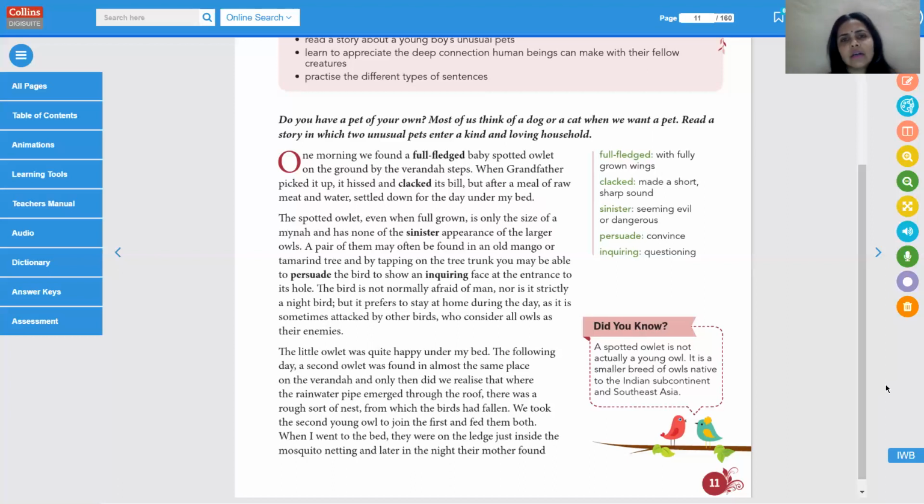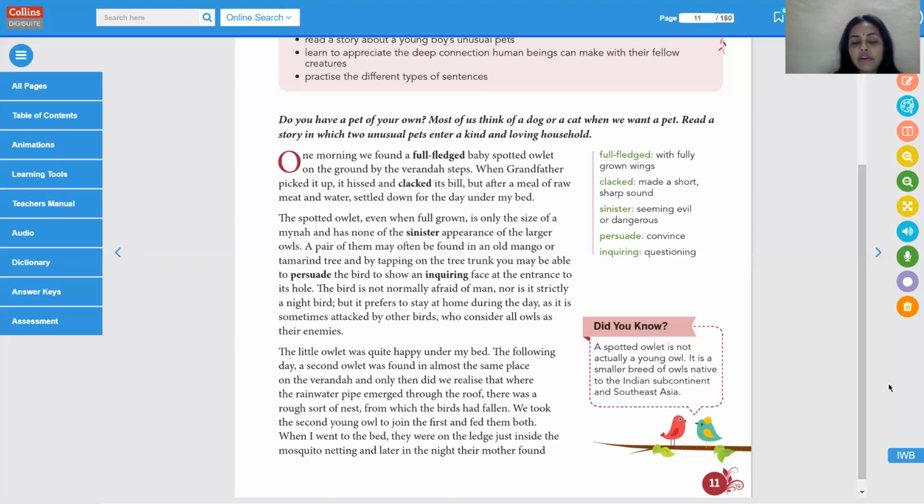And where are these spotted owlets found? They are found in old mango or tamarind trees, and generally they live inside the hole. So if somebody goes and taps the trunk, just makes some sound or knocks near the hole, they will show their face to inquire. Like we inquire when somebody knocks on the door or rings the bell, we show our face and ask who's at the door. In a similar way, when you tap at their tree trunks, they show their face as if they are inquiring who's there.